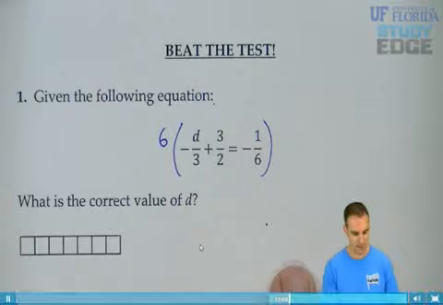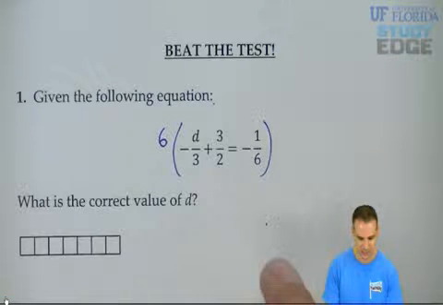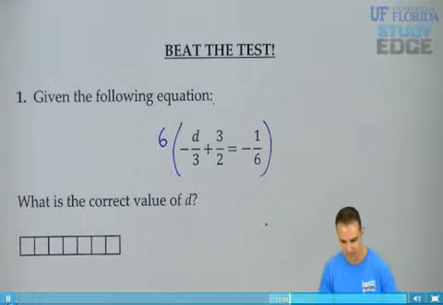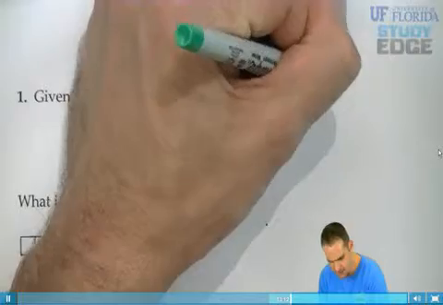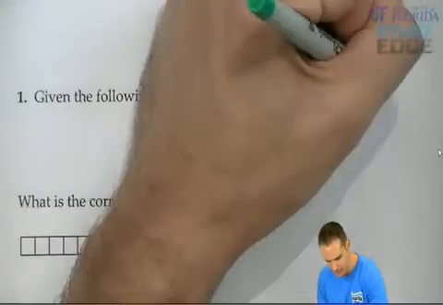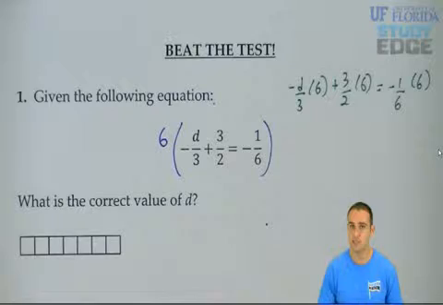So now we're going to multiply everything by 6. Why is 6 the lowest common denominator? Good question. Because 3 goes into 6, 2 goes into 6, and 6 goes into 6. So I have negative d over 3 times 6 plus 3 halves times 6 equals negative 1 over 6 times 6. Next, we need to reduce.